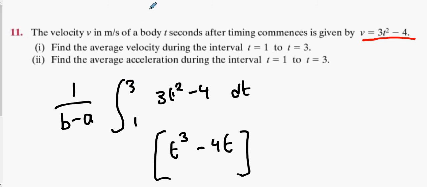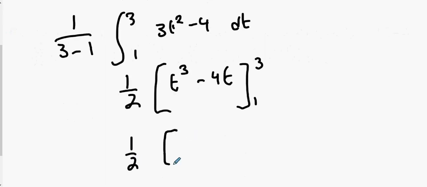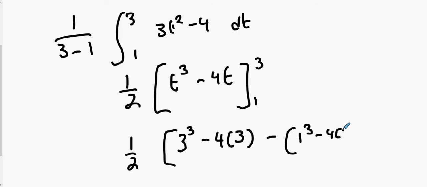And that makes this part over here a half, and that's 1 and 3. Now t cubed is 3 cubed minus 4 times 3, and actually I'll do it all in one bracket. Minus 1 cubed minus 4 times 1. Anybody have it? Save me the hassle. What do you get?